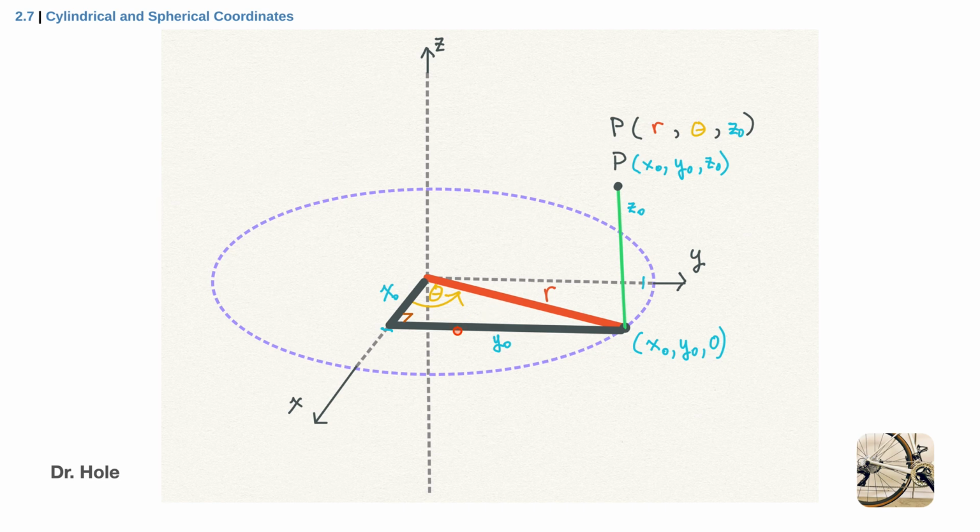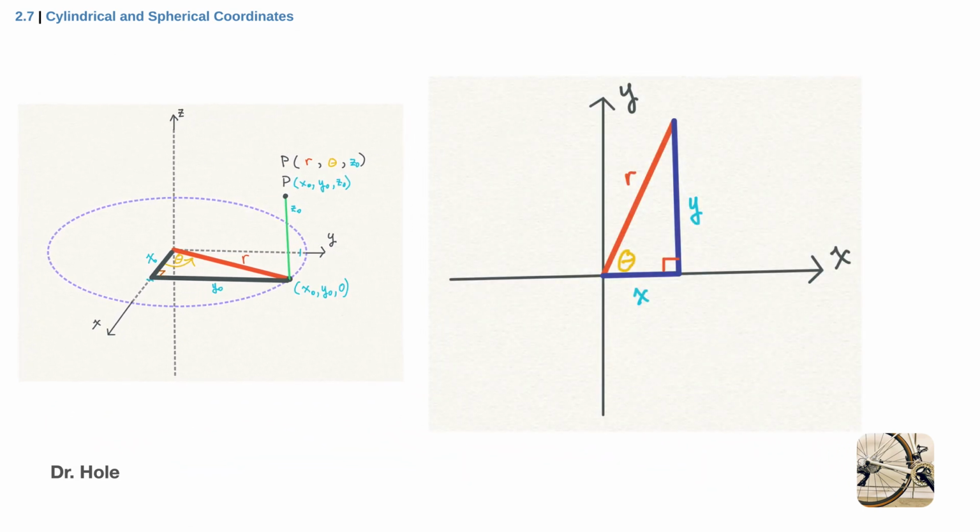To do that, let's draw in a right triangle. This right triangle has a base measuring x0, a second leg measuring y0, a hypotenuse of r, and one acute angle measuring theta. Here is that same right triangle drawn in the xy plane. The base of x, a height of y, a hypotenuse of r, and an angle theta.